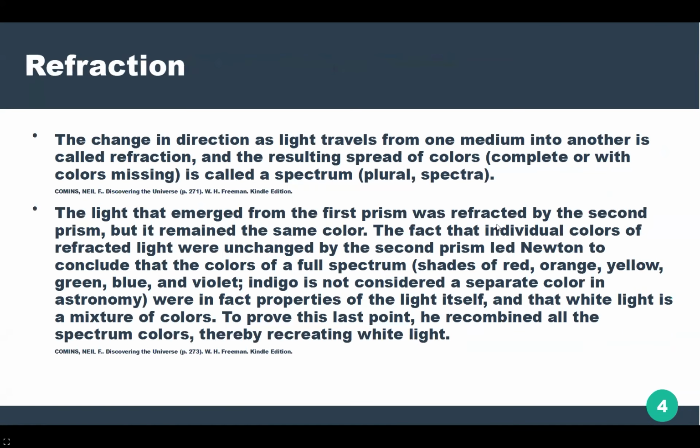The change in direction as light travels from one medium to another is called refraction, and the resulting spread of colors, complete or with colors missing, is called a spectrum, plural spectra. The light that emerged from the first prism was refracted by the second prism, but remained the same color. The fact that individual colors of refracted light were unchanged by the second prism led Newton to conclude that the colors of a full spectrum, shades of red, orange, yellow, green, blue, and violet (indigo is not considered a separate color in astronomy), were in fact properties of light itself, and that white light is a mixture of colors. To prove this last point, he recombined all the spectrum colors, thus creating white light.